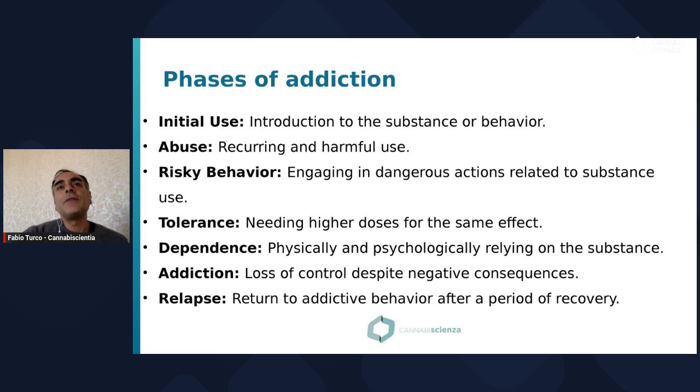Then we have the phase of tolerance. As I said before, the body develops tolerance to the substance. This means that the body requires higher doses to achieve the desired effect. After tolerance, there is the phase of dependence. In the dependence stage, individuals become physically or psychologically, or both, dependent on a substance to function normally. During this phase, there is the compulsive need to seek the substance, the craving for the substance, and the inability to cope without it. The phase of dependence leads to addiction.